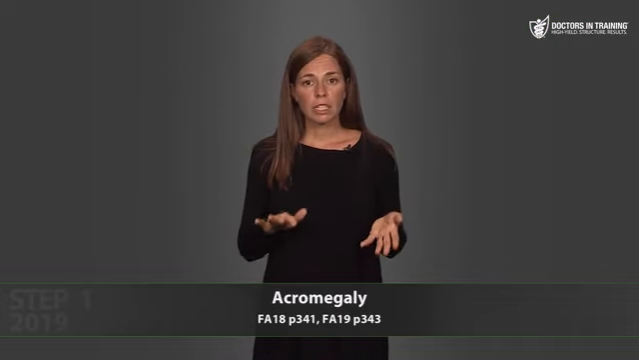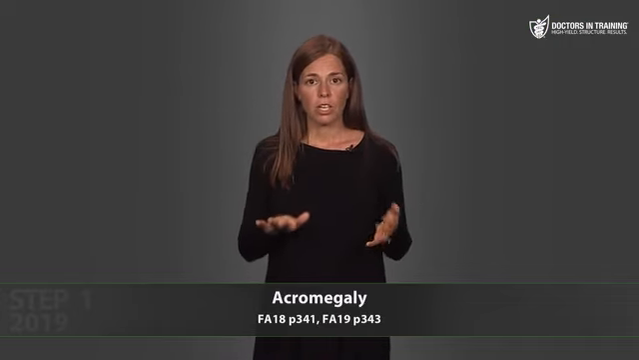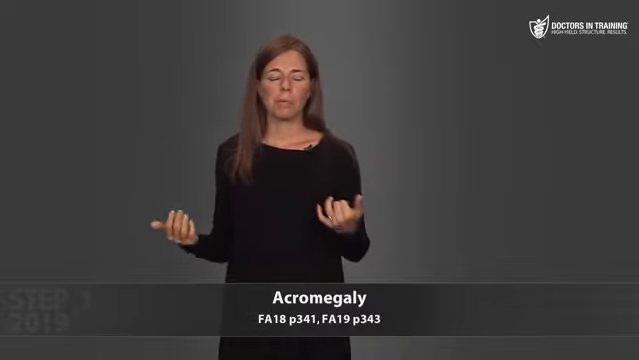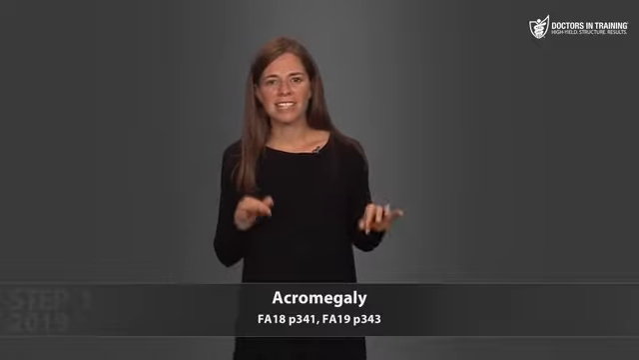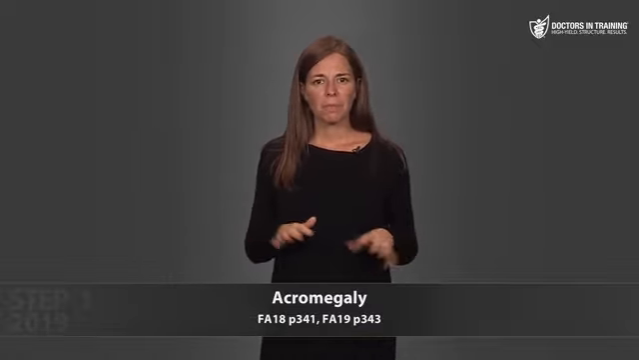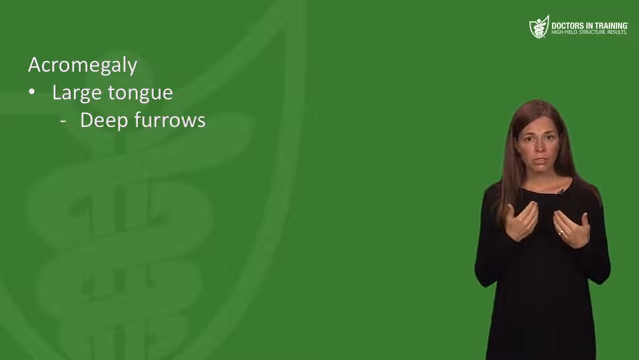Next, another anterior pituitary hormone excess. So what happens when a person has too much growth hormone? This is called becoming a pro athlete. Oh no, it's a disease, and it's called acromegaly. So what are the findings of acromegaly? A large tongue with deep furrows.